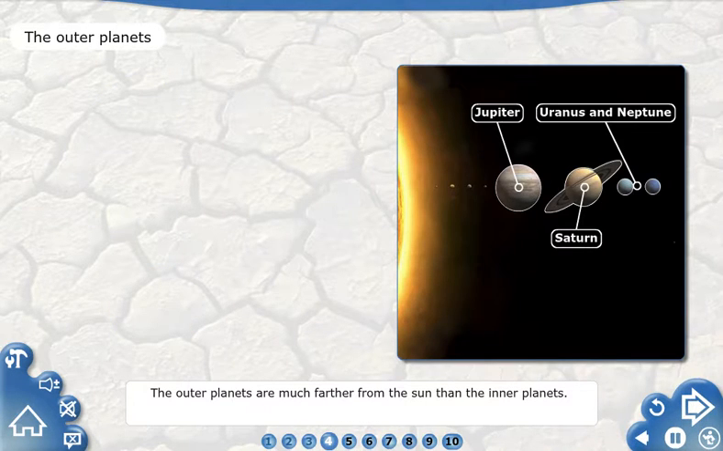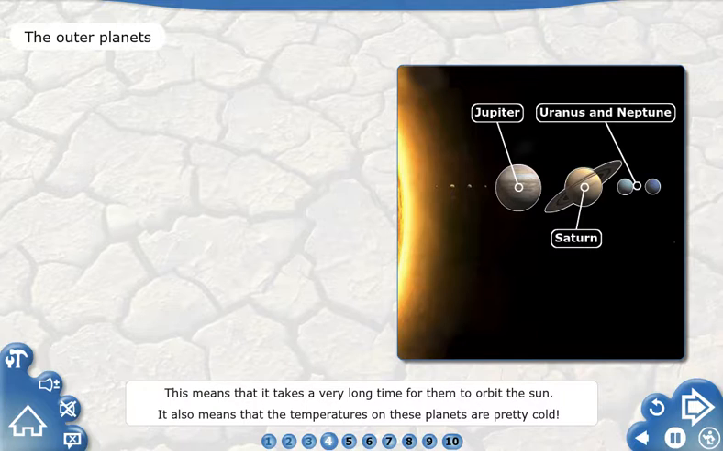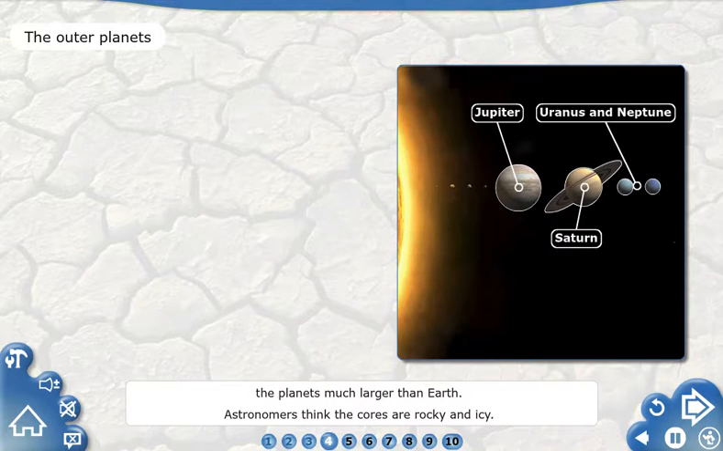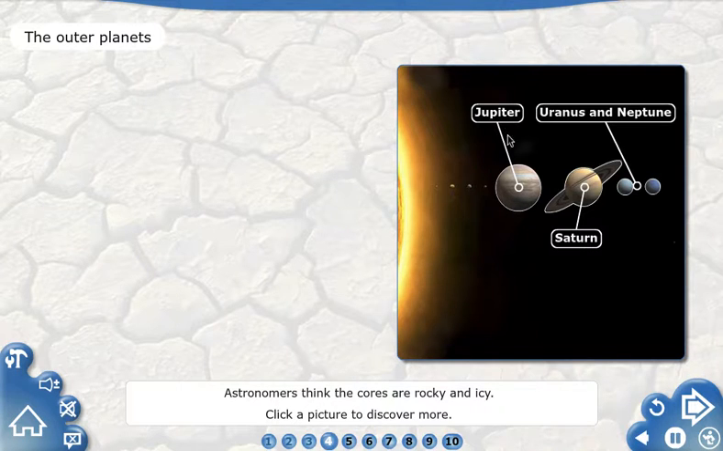The outer planets are much farther from the sun than the inner planets. This means that it takes a very long time for them to orbit the sun. It also means that the temperatures on these planets are pretty cold. The outer planets are gas giants with thick, gassy atmospheres that make the planets much larger than Earth. Astronomers think the cores are rocky and icy. Click a picture to discover more.